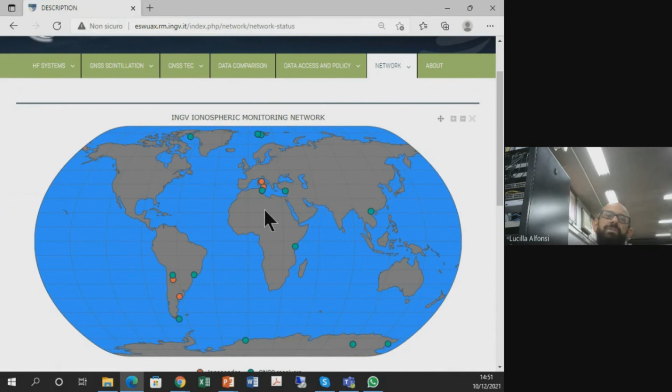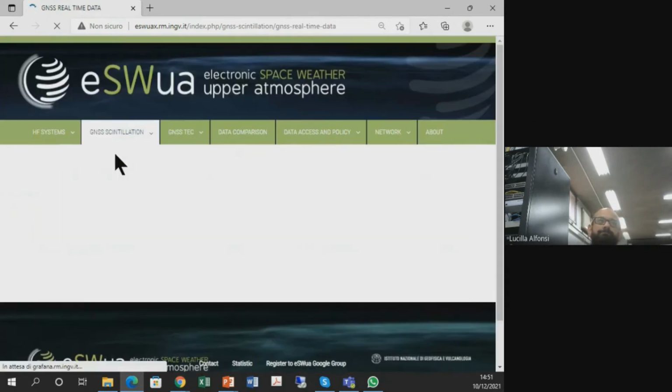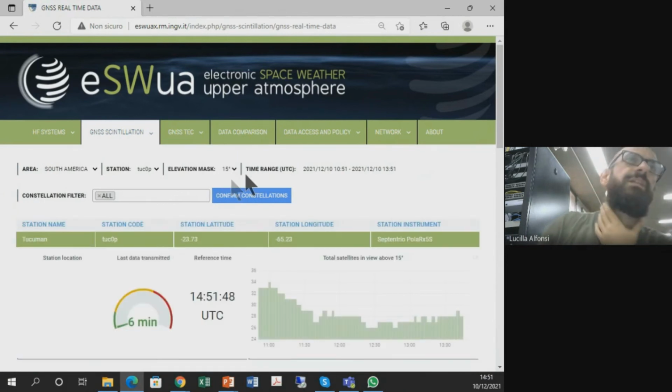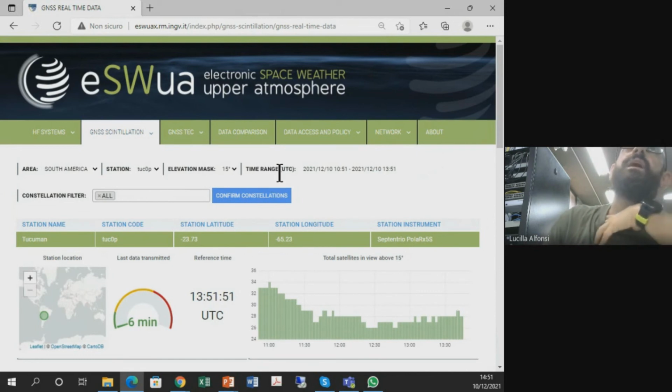From all these receivers and instruments, you can get real-time and historical data. For example, if we want to retrieve scintillation data, we can select the region here, maybe South America. Let's go for the last data from the Tucumán receiver. You can select an elevation mask to cut out the low-elevation data that could be affected by multipath or errors like this. And here you have a representation of the last 3 hours, if I am right, but you can select the period you want.